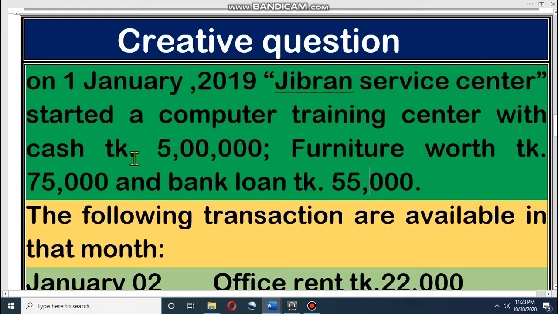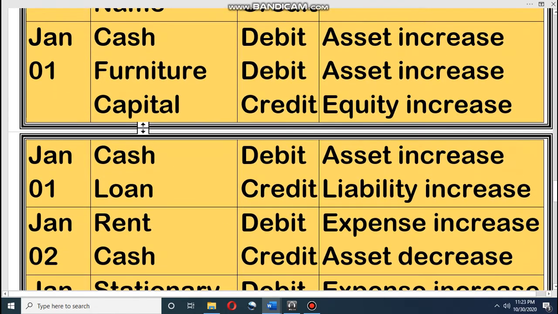So at first we will record cash account debit, furniture account debit and capital account credit. Why? Cash means asset increases, it is debit. Furniture is another asset that also increases, that is debit. And capital is credit because equity increases, given by the owner. If the owner gives anything to the business, that is equity increase, credit.